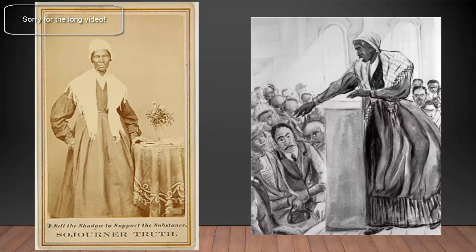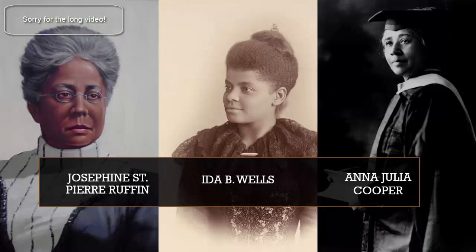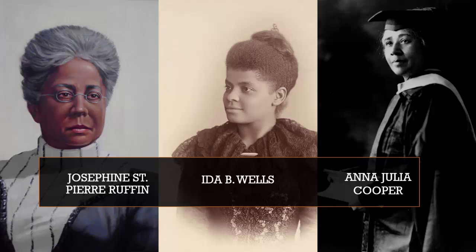There are other individuals that are very important for this time period. For example, Josephine St. Pierre Ruffin, Ida B. Wells, and Anna Julia Cooper, many of them becoming educators and writers to pinpoint and focus on how there could not be any true racial equality without addressing the issue of gender equality. And so these women were really trying to make sure that everybody, not only males and black males, but also white women, realized that these conversations had to happen together.